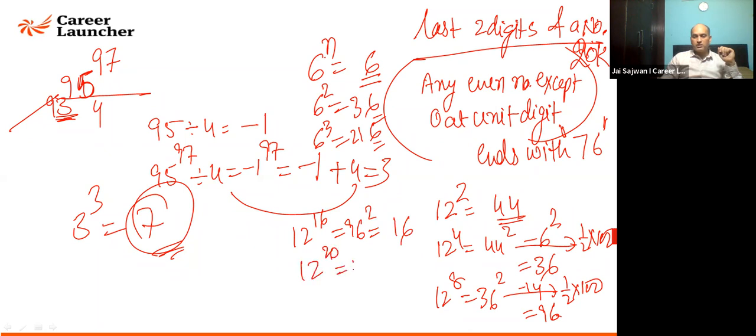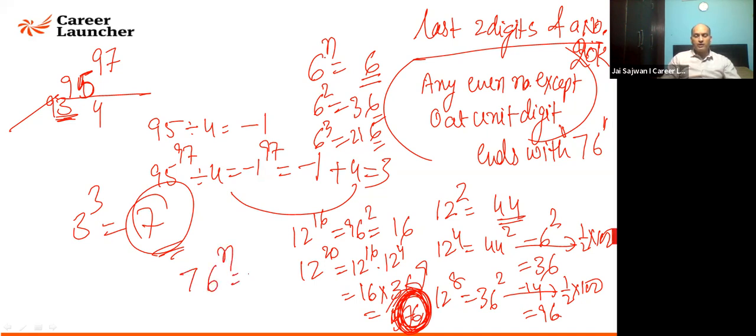12 to the power of 20 is 12 to the power of 16 into 12 to the power of 4. This gives you 16 and 12 to the power 4 is 36. 16 times 6 is 96, 16 times 3 is 48 plus 9 is 57. That gives you the last two digits as 76. I hope it is clear. Now the beauty is 76 to the power of anything, the last two digits will always be 76. With all due respect to all maths teachers, 76 to the power of anything ends with 76 only.